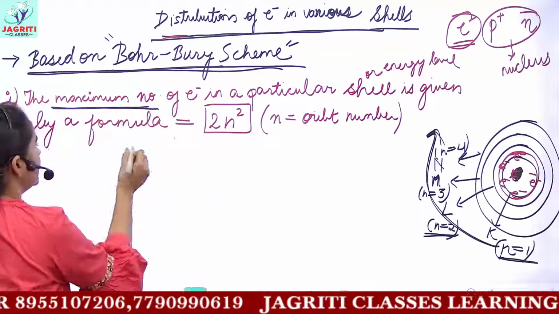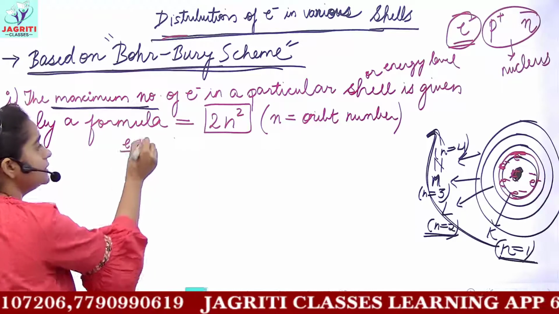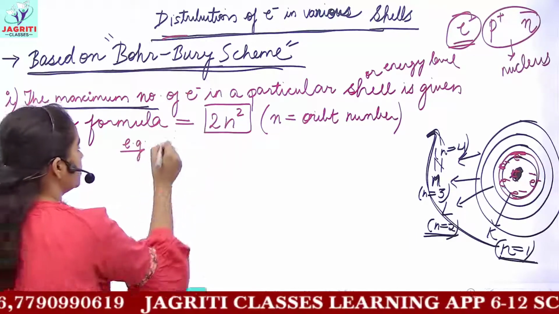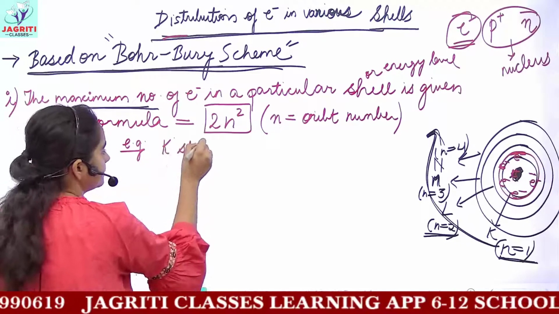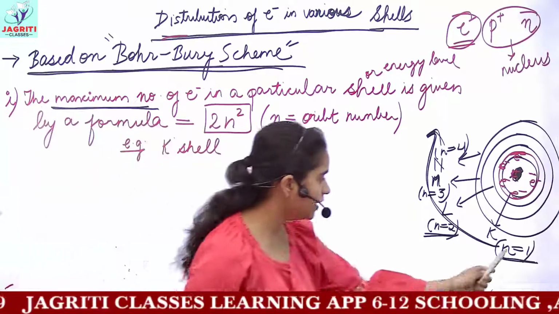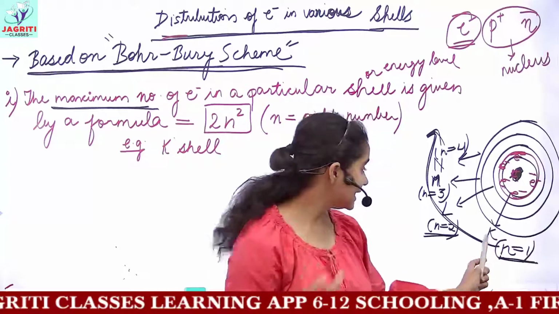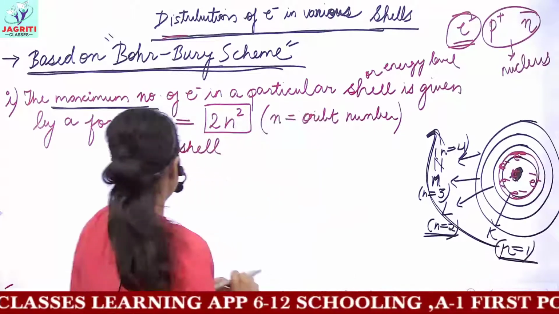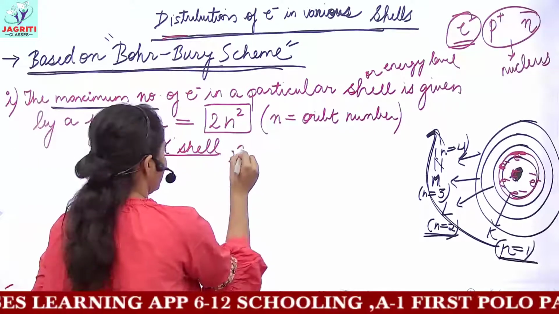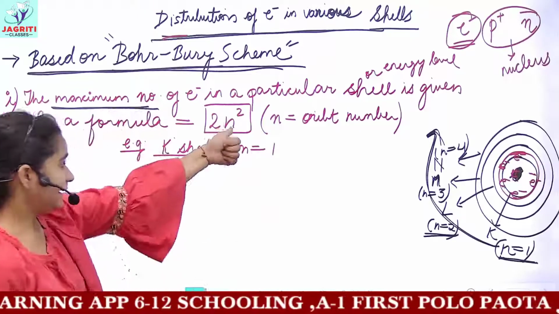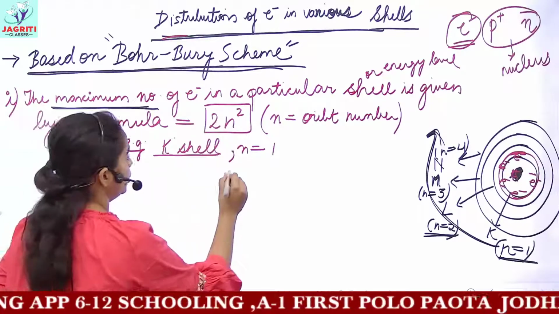For example, if we try to solve the formula for the K shell, you know for the K shell the value of n is 1. That is, the K shell is our first shell. So for the K shell n equals 1. Putting n equals 1 in the formula, what do we get?